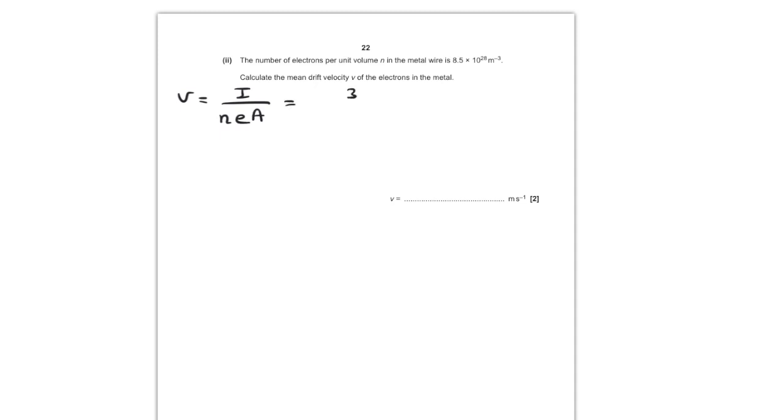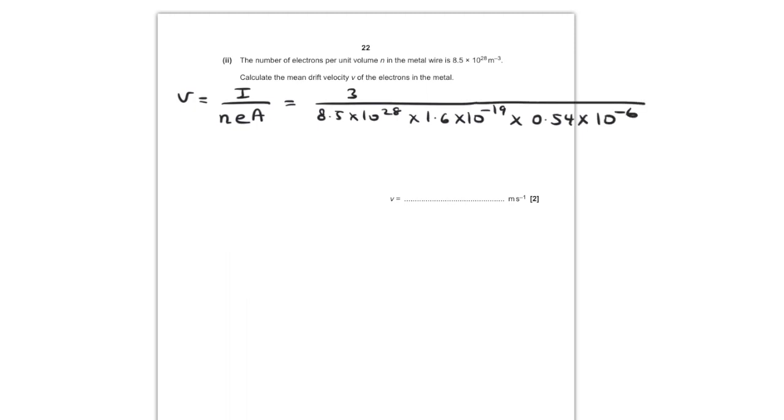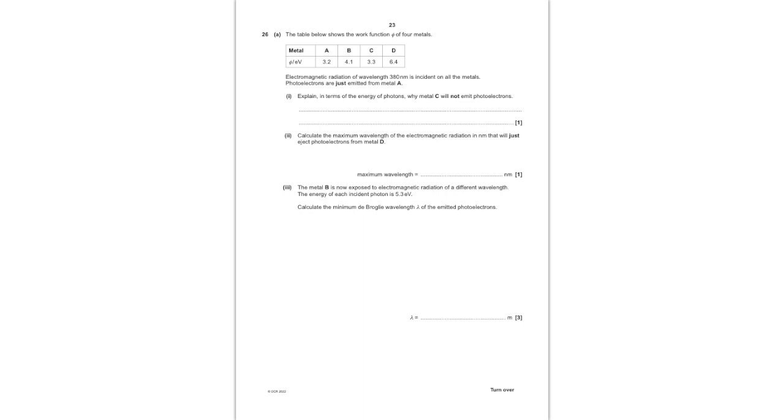Current is 3, N is 8.5 times 10 to the 28 per meter cubed, the charge is 1.6 times 10 to the minus 19 coulombs, and again the area has to be in meters squared, which is that. You just work it out using this, and it gives us the answer of 4.1 times 10 to the minus 4 meters per second. Okay, let's move on to, hopefully, the last question.